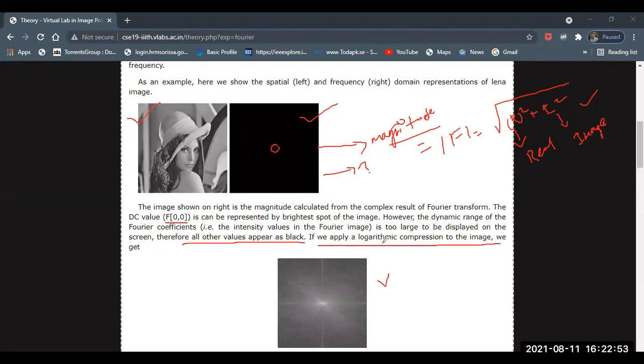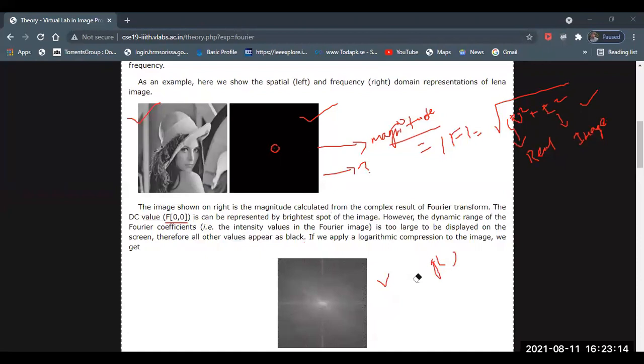When we perform the logarithm, we are reducing the volume, because whenever we perform the logarithmic operation, we reduce the intensity. When we reduce the intensity, you get an image like this. This is the actual image that we are going to get, and this is your magnitude spectrum.